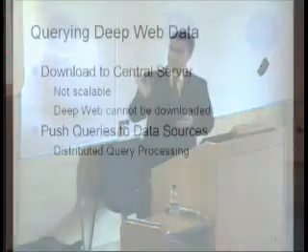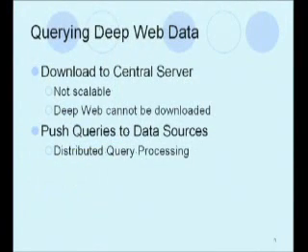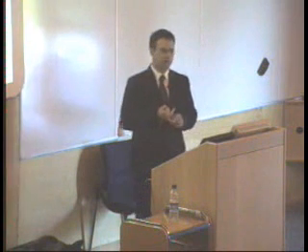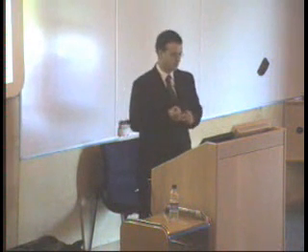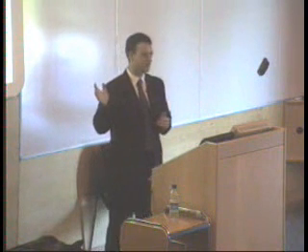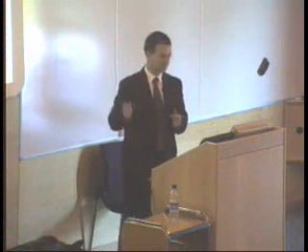So I want to query this data. And there's two ways to do it. One is to download the entire thing to a central place and run queries against it. The problem with that approach is that it might not be scalable, and it might not be possible because the deep web may not be able to be downloaded. The other approach is to push the queries to the data sources themselves. And in essence, this means we have to do distributed query processing.